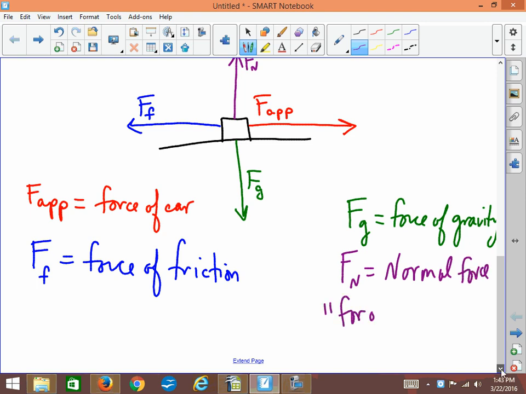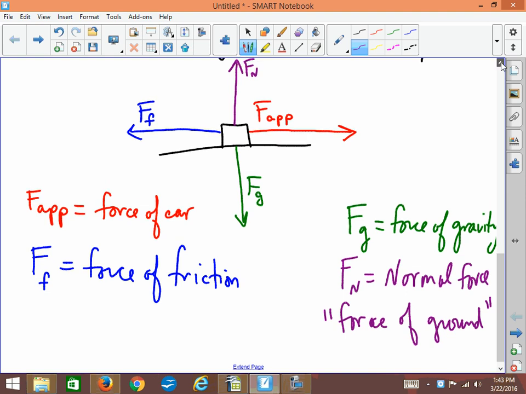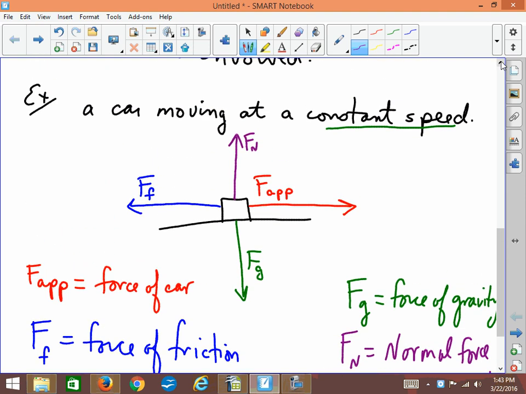Force of ground. Whoops, force of ground. The ground pushes up against gravity. And now we can see that all the forces do balance. So that could describe a car that's moving at a constant speed. And that's an example of what a free body diagram looks like.